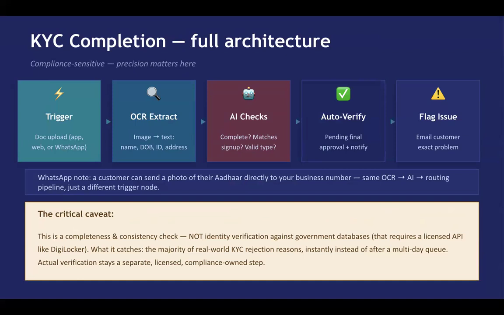So the trigger would be when a customer uploads their identity document, maybe their Aadhaar card, their PAN card, sometimes their passport. It would be through your app or a web portal. When the customer sends a photo of the document, this is where OCR actually comes in. You would probably have to use some sort of OCR tool, like there's one by Google. It would convert the image into readable text.